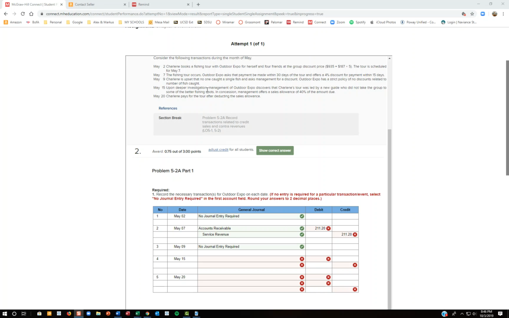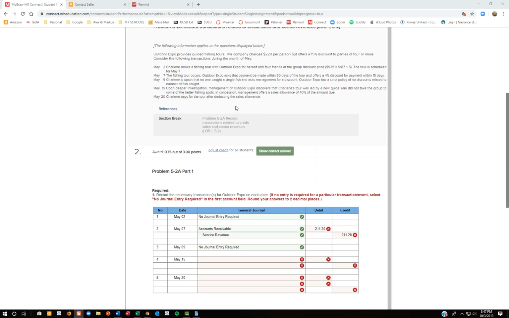But then it says, upon deeper investigation, get it, it's a deep sea fishing trip. Then they discovered that her tour guide was pretty new, and so they're going to give her a 40% discount. So now on the 15th, that's when we have to enter in that 40% discount. So the amount that we've got to figure out is this 220 times 5 people less the 15% discount. We're going to take that amount and multiply it times the 40%. And that is the amount that's going to go in here as well as here.